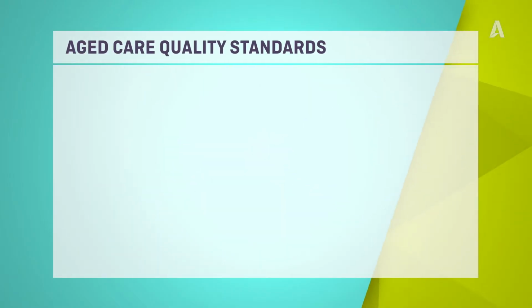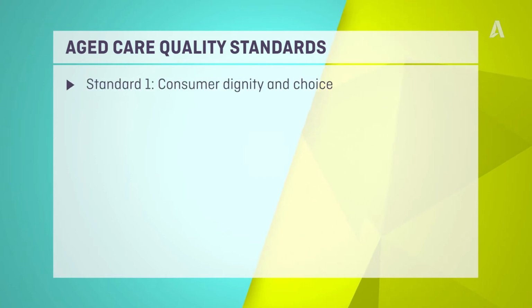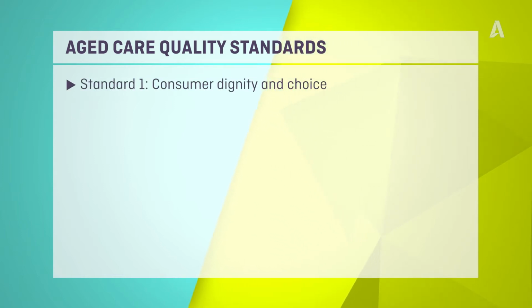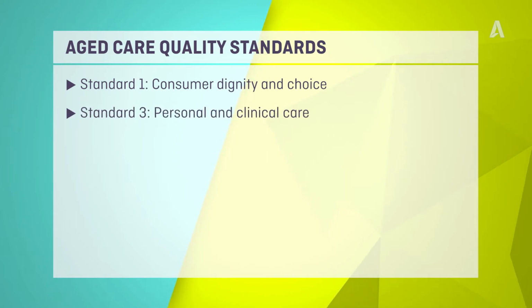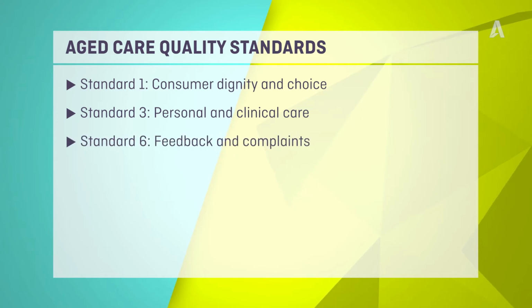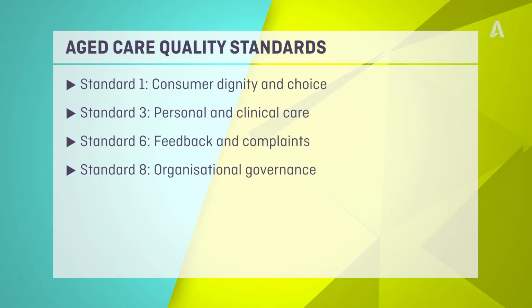When something goes wrong, the most important thing you can do is learn from it and use that to improve your processes into the future. Open disclosure is reflected under the aged care quality standards, and you can find this under Standard 1, Consumer Dignity and Choice, Standard 3, Personal and Clinical Care, Standard 6, Feedback and Complaints, and Standard 8, Organisational Governance.